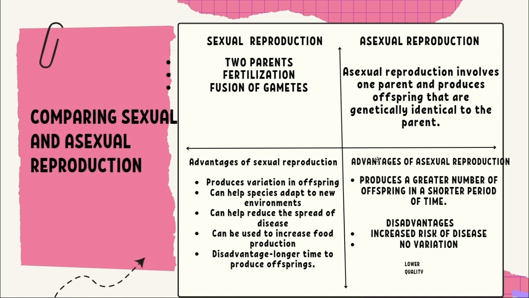So the disadvantage of asexual reproduction is that they have an increased risk of disease and also no variation, and overall they're kind of a lower quality. It's almost like copy and paste, copy and paste, copy and paste. But what if there is something wrong with the parent? It means every offspring will have that issue as well. You get what I mean? With sexual reproduction, you never really know whether they have the disease or not, because variation makes the difference in sexual reproduction.